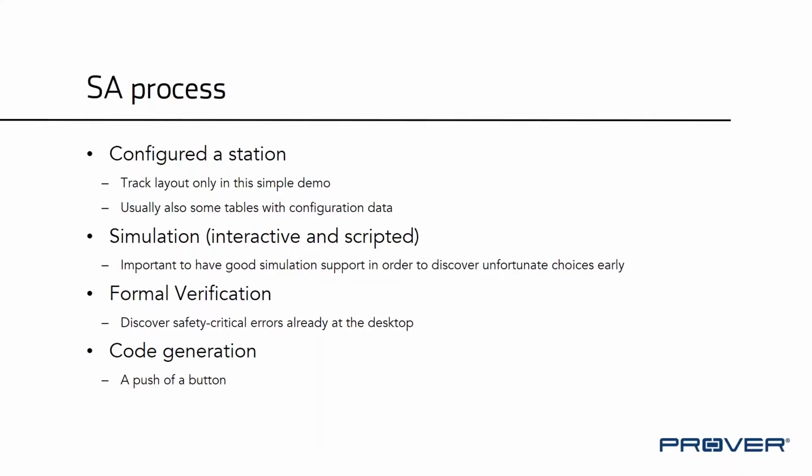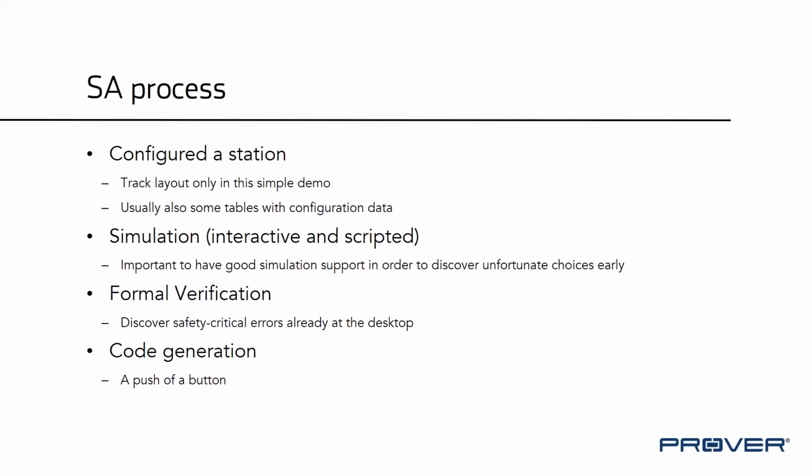Then I demonstrated simulation, both interactive simulation and scripted. I'd like to stress that it's very important to have good simulation support in order to discover unfortunate choices early. It's not uncommon that you think when you create the configuration of a station that you have made a good choice, but then by simulation you can actually discover that you need to put in a new track circuit, or you need to move a signal or something like this to get better capacity. And you also find mistakes, of course, simple spelling mistakes and things like this.